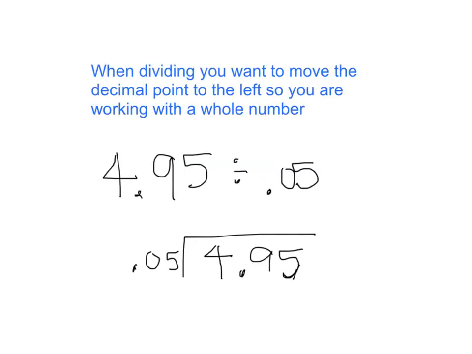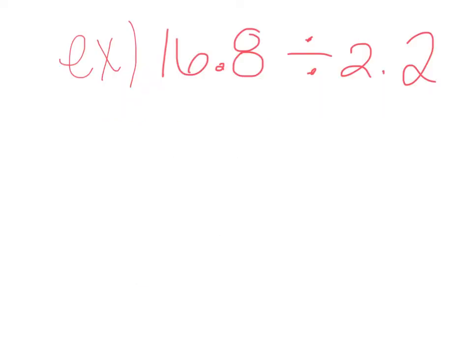When you're dividing decimals, you want to move the decimal point over to the left so you have a whole number. So if I'm looking at this example down here, I would want to move my decimal point behind the 5. And what I do to one, I have to do the other. So now my decimal point would be right here. Let's look at our first example.